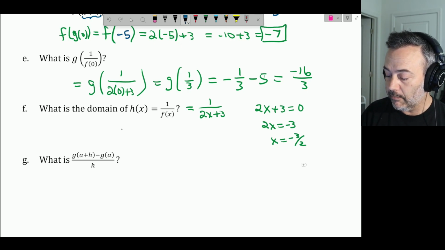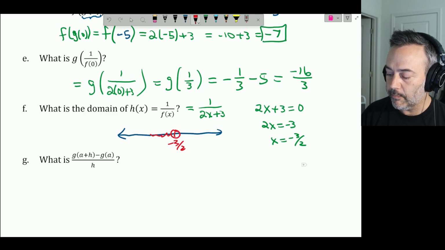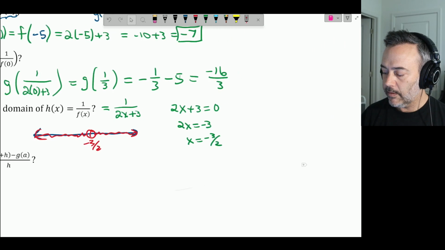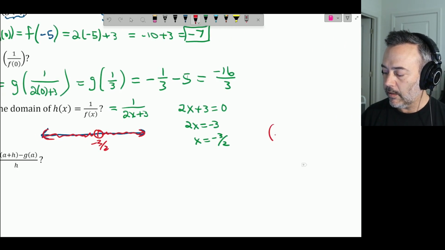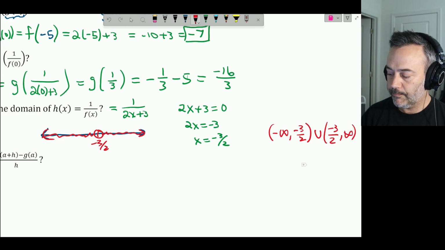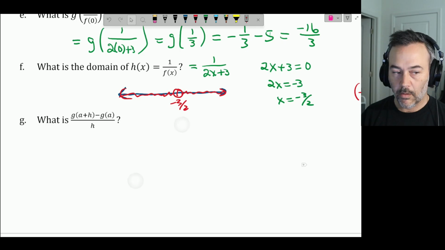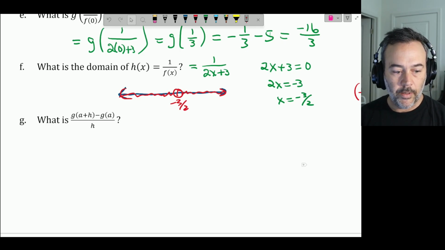If you graph it, it would look like this. Negative 3 halves. We don't include that. The domain includes everything else. In interval notation, that would be everything from negative infinity to negative 3/2, not including negative 3/2, union everything from negative 3/2 to positive infinity. Okay.